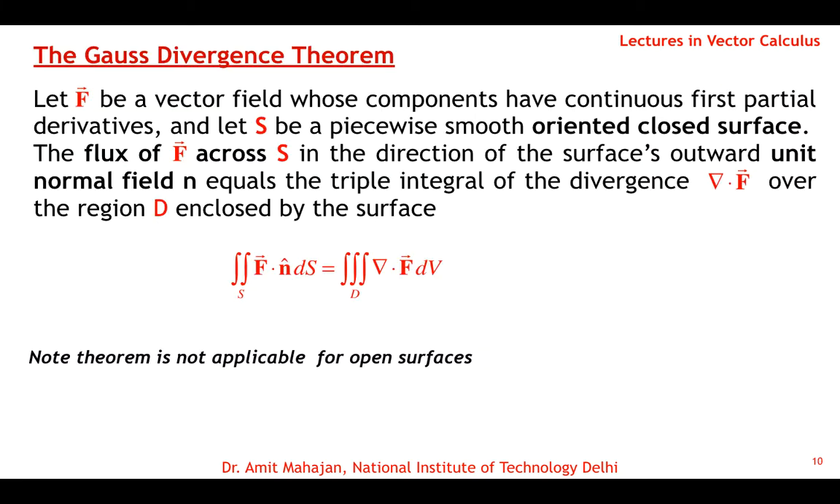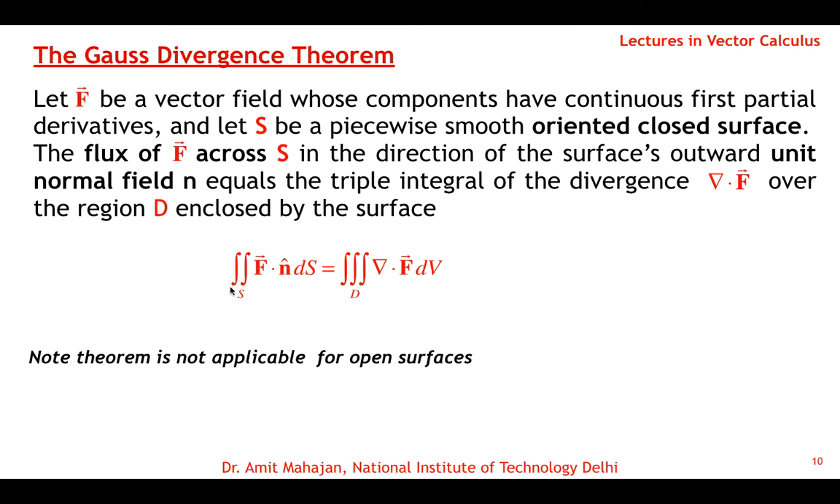The second theorem is the Gauss Divergence Theorem. Let F be a vector field whose components have continuous first partial derivatives, and S be a piecewise smooth oriented closed surface. The flux of F across the surface in the direction of the surface outward unit normal field N equals the triple integral of the divergence of F over the region D enclosed by the surface.